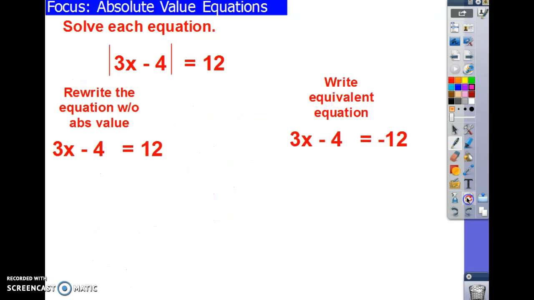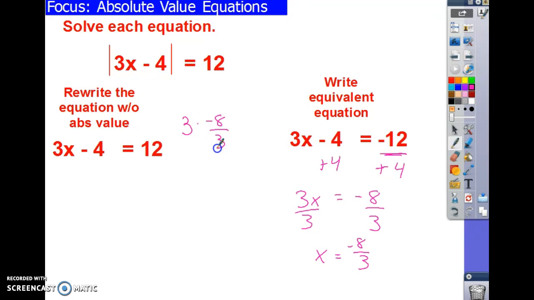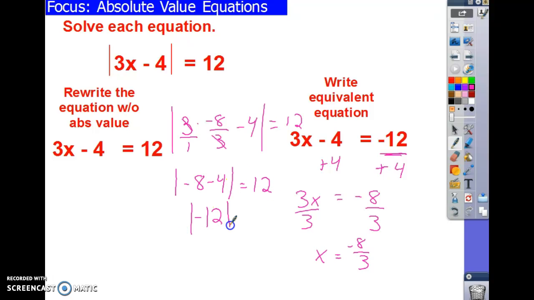Let's try the next one. Over here, we have the negative 12. So we're going to add 4, and we have 3x equals negative 8. Divide by 3, x could be equal to negative 8 over 3. So then, we're going to check it. 3 times negative 8 over 3 minus 4, the absolute value of that needs to equal 12. So 3 over 1, multiply your fractions, the 3's cross out, absolute value of negative 8 minus 4 equals 12. And the absolute value of negative 12 equals 12, and that's a check, so that's correct.